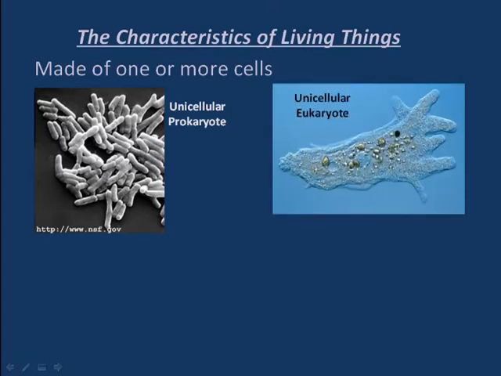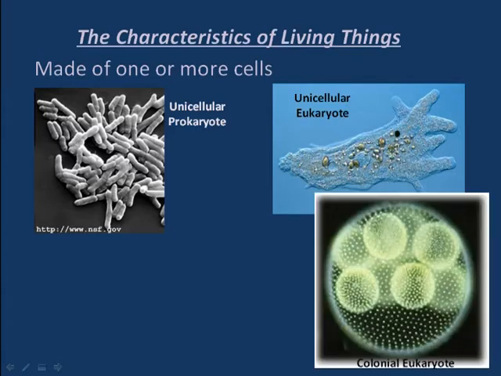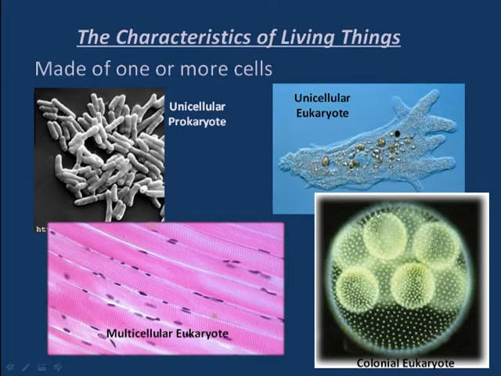A different type of cell is a eukaryote. Eukaryote means true nucleus. Many eukaryotes are unicellular. However, there are other examples of eukaryotes as well. There are some eukaryotes that are colonial, where there are many very similar cells all collected together. Volvox is an example. And then there are multicellular eukaryotes. In multicellular eukaryotes, the cells come in a variety of types. Here we see some muscle cells.